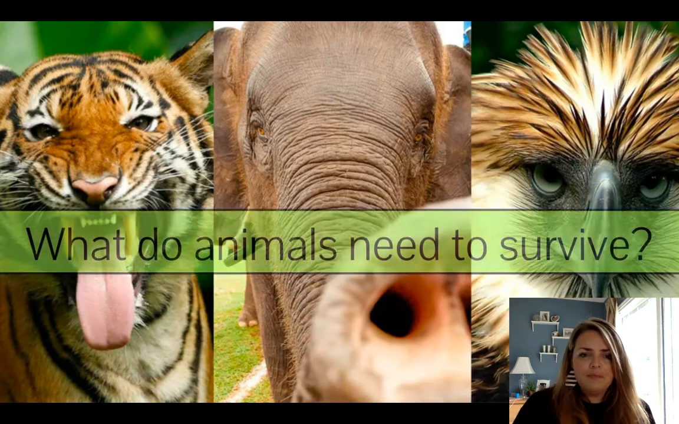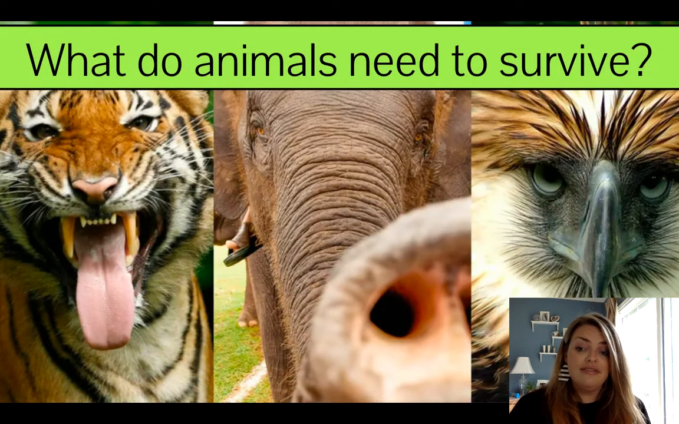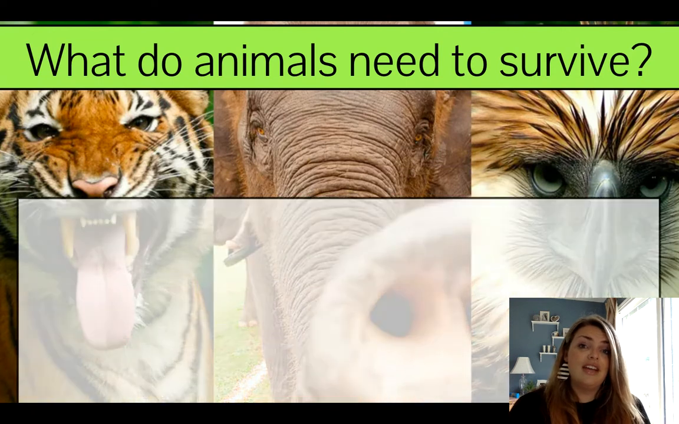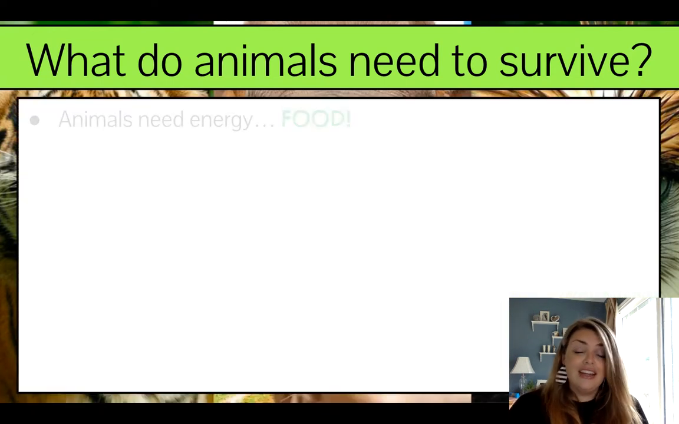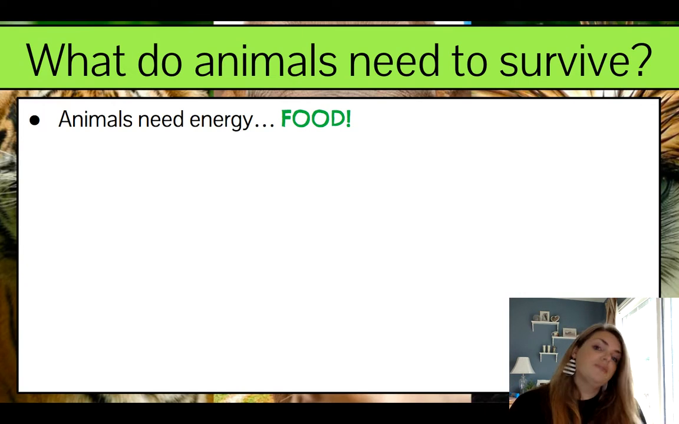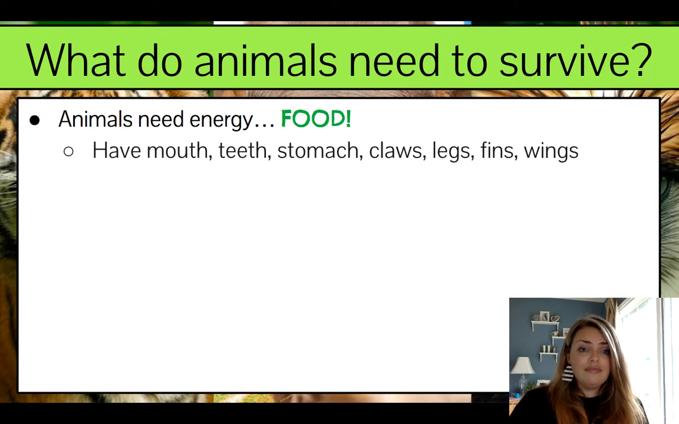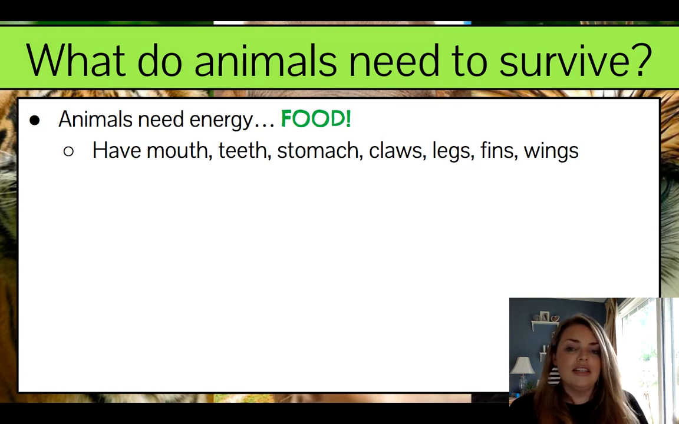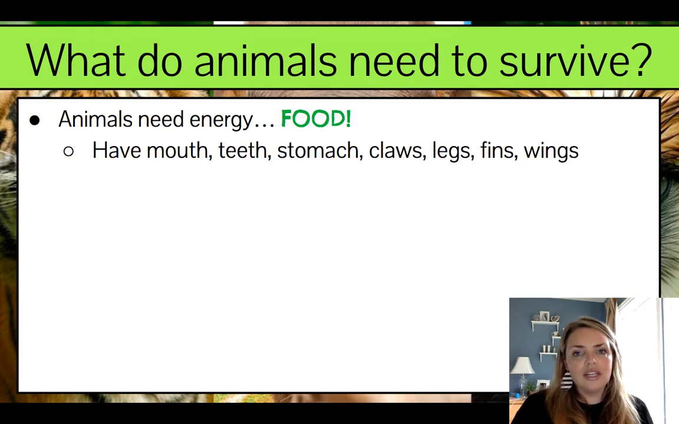So let's think about that. What do animals need to survive? Well, it all boils down to energy. They need energy and they need food. And that energy comes from their food. If an animal doesn't have food, it's not going to survive anymore. To get or to process the food, animals have organs and systems that help them process this. So we know they have mouths, teeth, stomachs, claws, they might have legs, fins, wings, any of the body systems that help an organism to eat food.